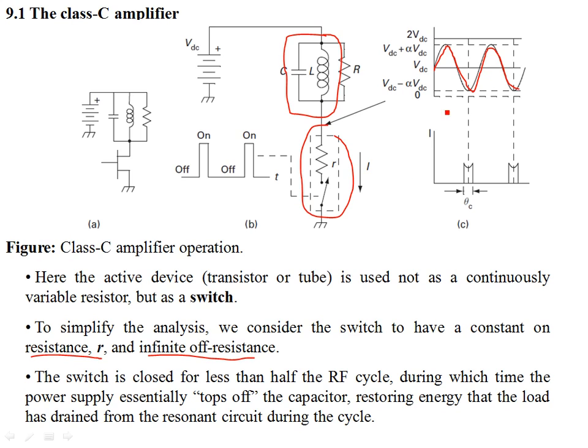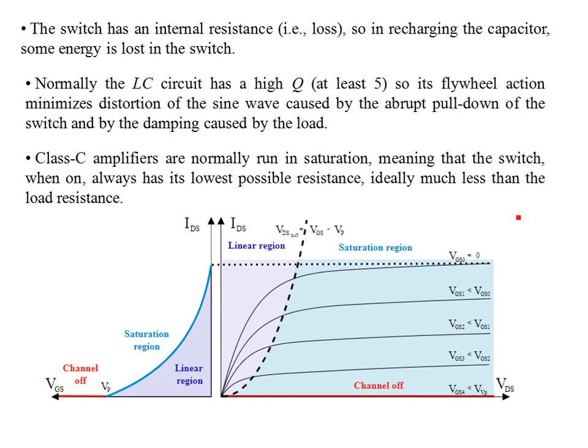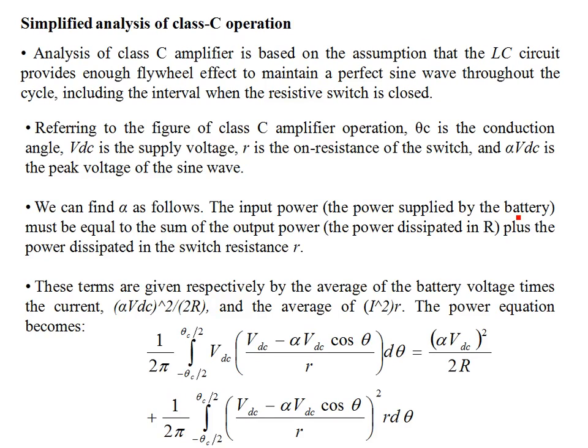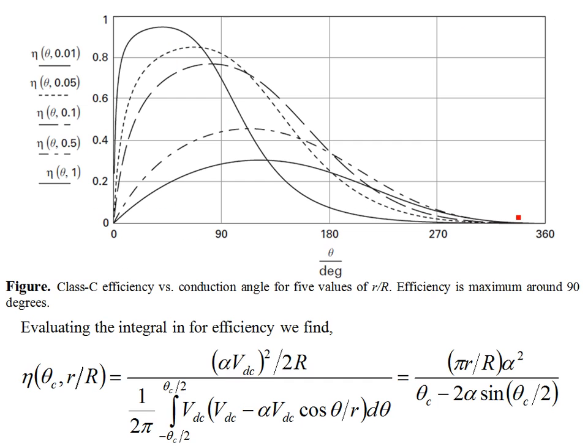That was the analysis, and the switching was done over a very small conduction angle, less than 90 degrees, for high efficiencies, and we calculated these efficiencies, if you recall. So for conduction angles less than 90 degrees, and if you choose this small r over R as a small fraction, you have a very high efficiency reaching 90%.